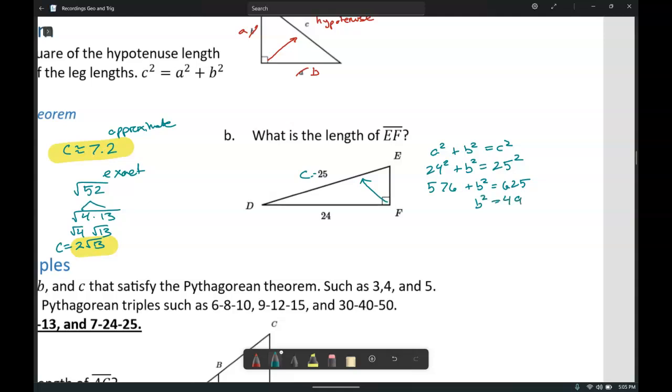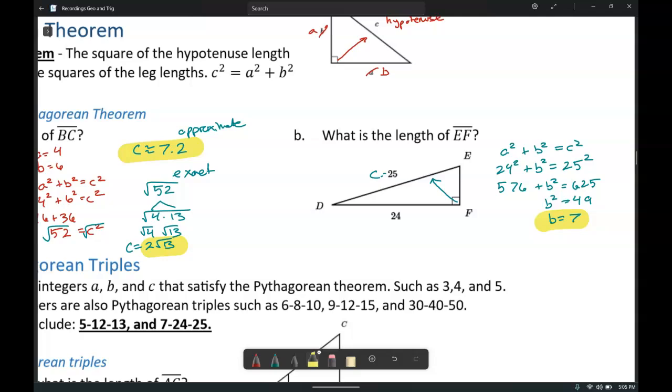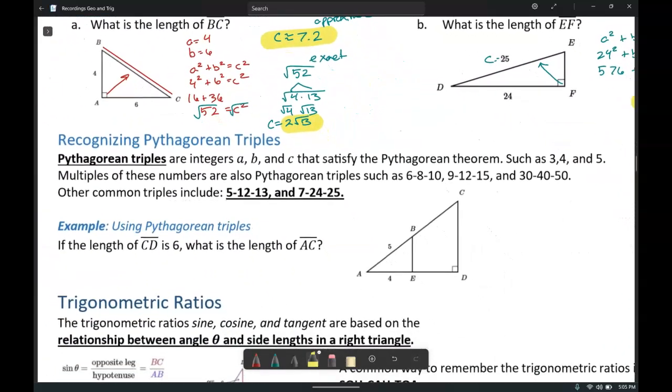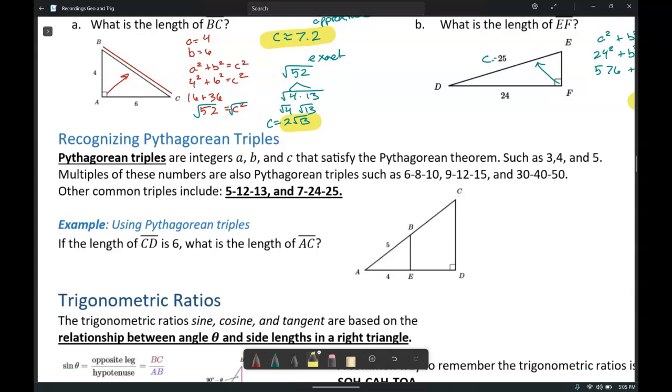Isolate B squared, and then we square root, and we get a length of 7. Now this one ended up with much nicer numbers, and we noticed that the lengths of sides A, B, and C were all integer values, and this gives us what we call Pythagorean triples. Pythagorean triples are special combinations of integers that satisfy the Pythagorean theorem.